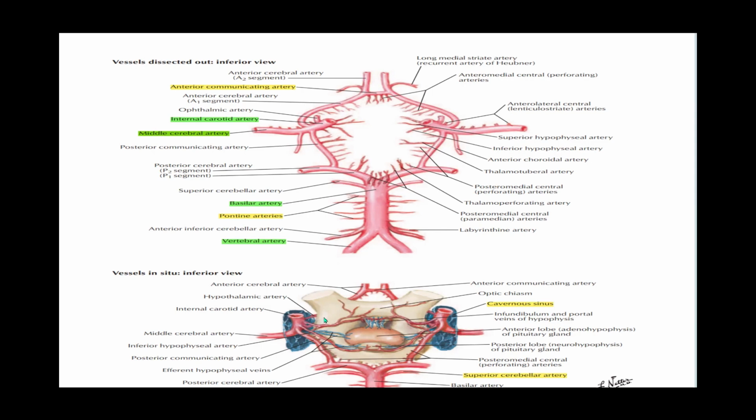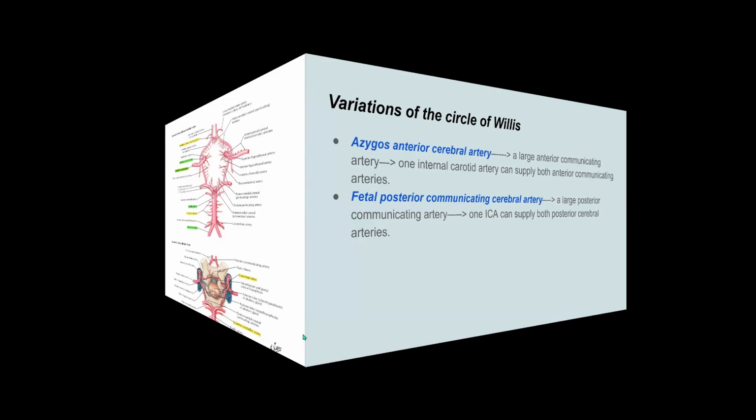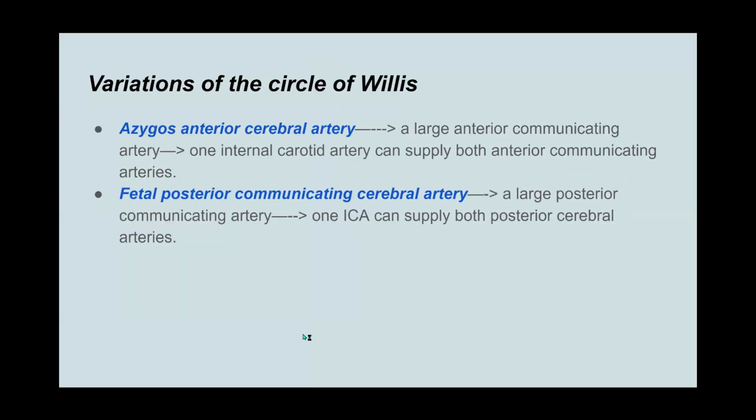That's our pituitary gland. That's our optic chiasma. So this is the hypophyseal area, really. There are some variations which I found on this Circle of Willis, which I think is important to mention. So there's something called the azygous anterior cerebral artery.